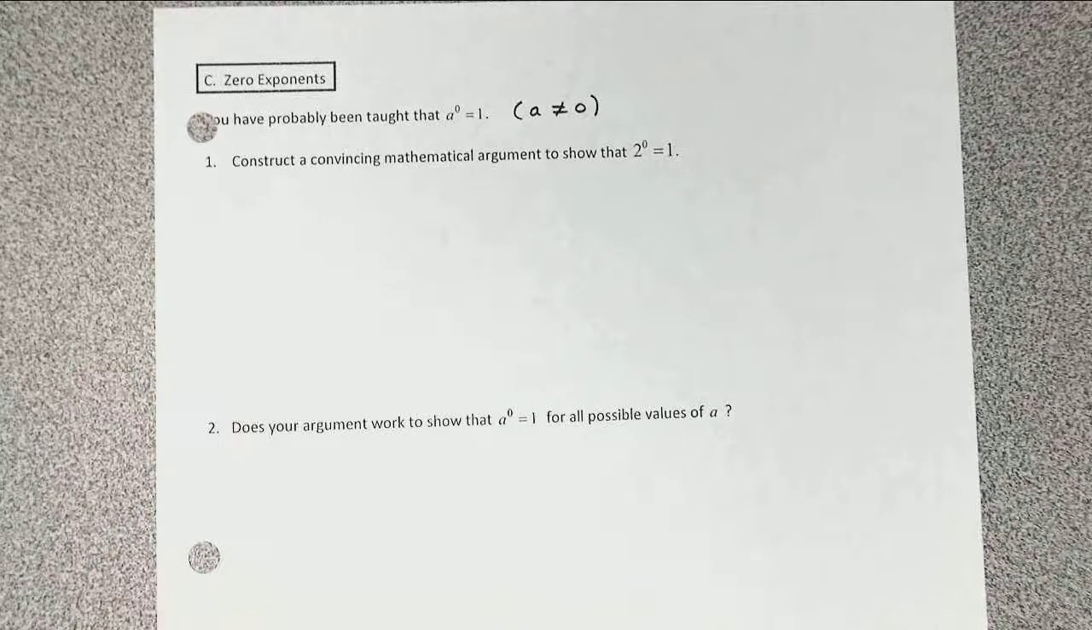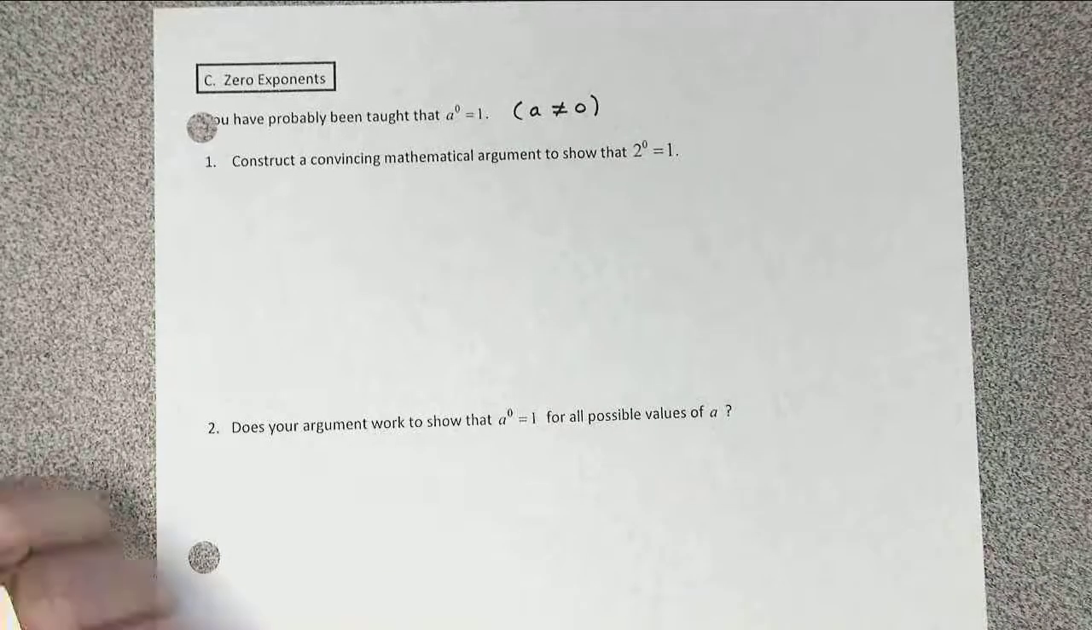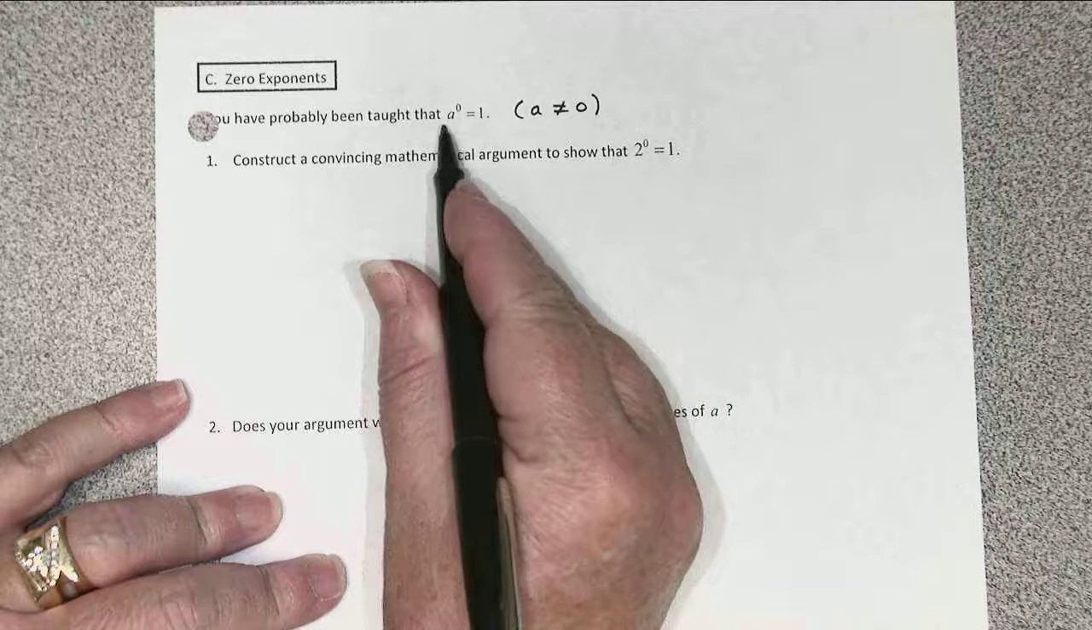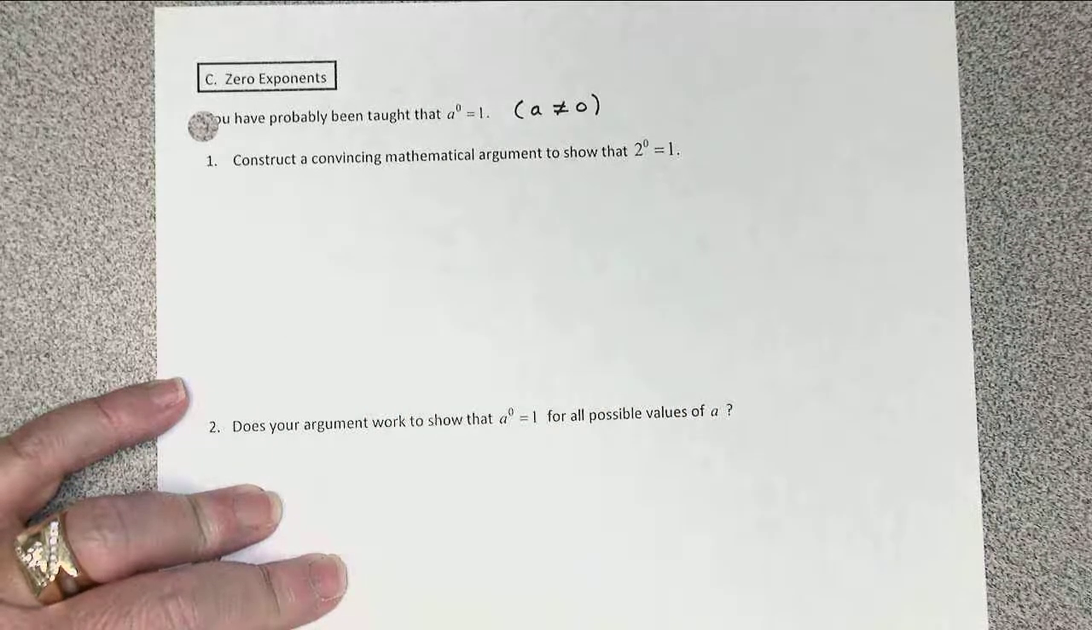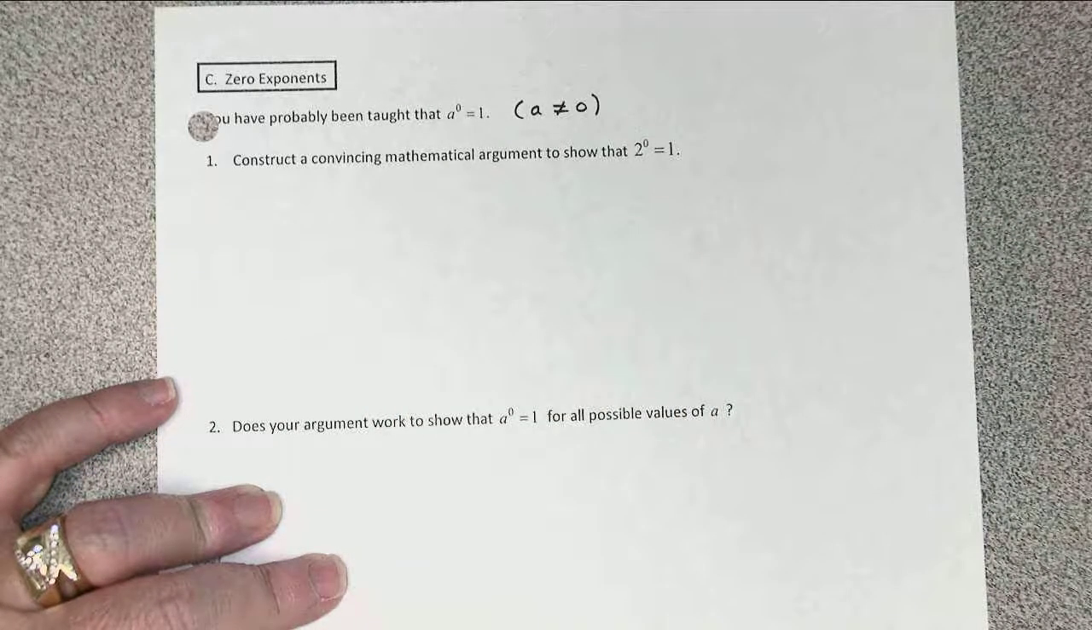The idea of 0 to the 0 power is actually a pretty complicated mathematical structure. It's something that you can't really learn much more about until you get into calculus, interestingly enough. All right, we maybe have been taught that, we maybe even believe it, but I'd like us to go ahead and construct a convincing mathematical argument that shows that 2 to the 0 power is equal to 1. Why should that be true?